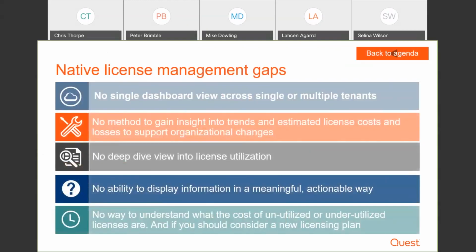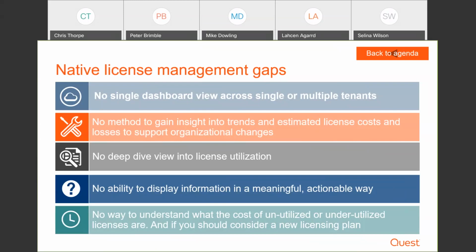And natively within Office 365, there are a number of limitations. If you're managing multiple tenants, you have to drop into each of those different tenants to uncover what kind of licenses they're using. There's no method to gain any insights into the trends and the license costs. There's no deep dive into how those licenses are being used. They're basically saying, yes, they've been allocated, or no, they haven't. And there's no way to display that information in a useful manner.